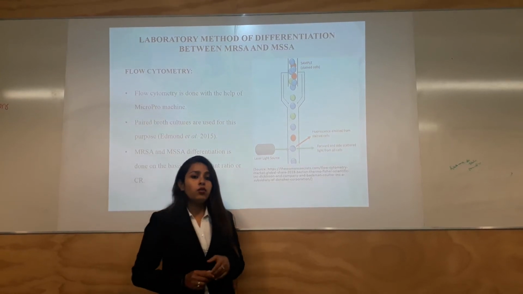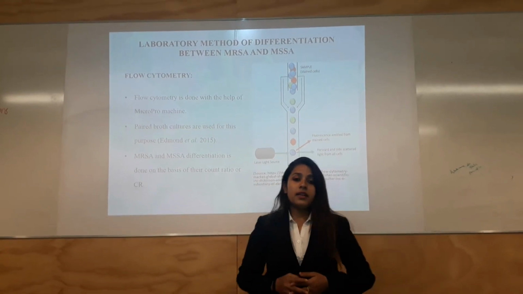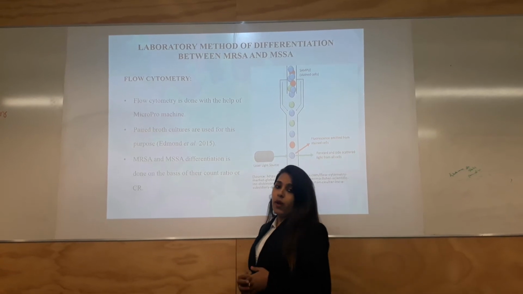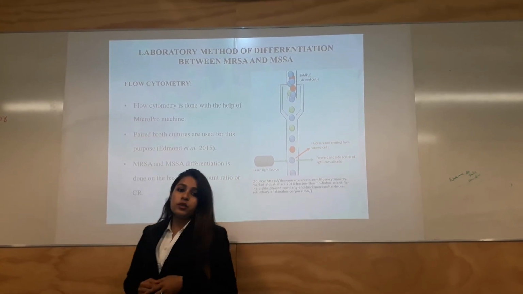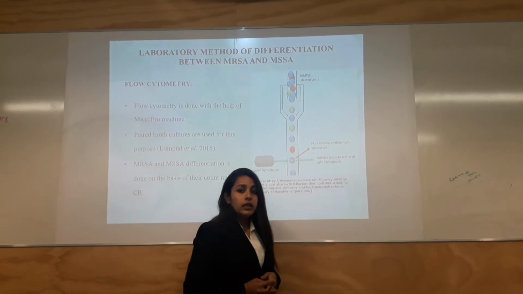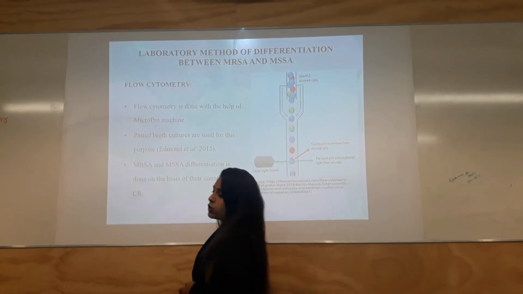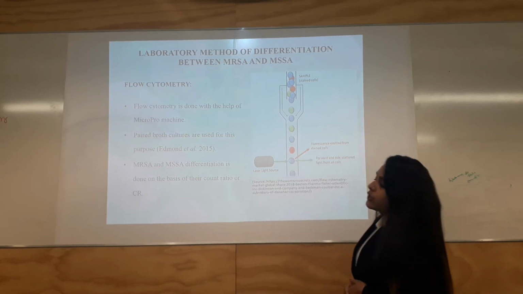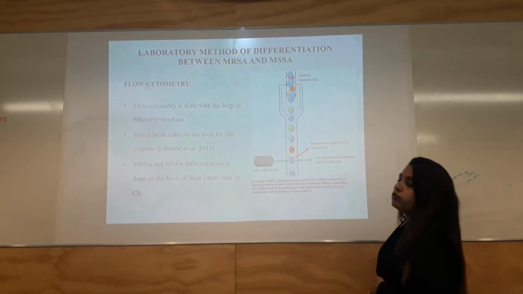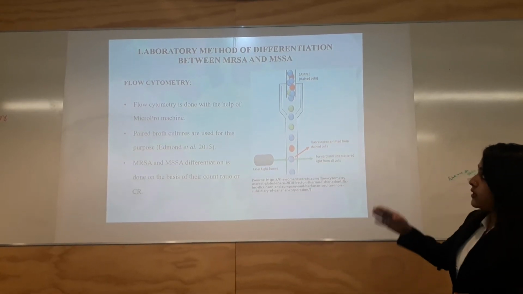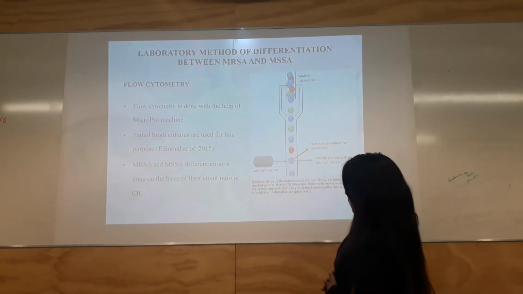Moreover, it is found by some researchers that this bacterium has the ability to survive within the neutrophils by the process of cytolysis. In this process, local inflammation occurs in the host body. Now, I am going to describe the laboratory methods of differentiation between MRSA and MSSA.